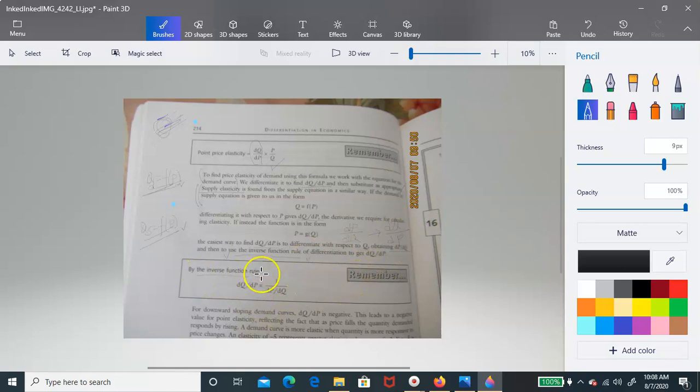Just take the inverse and that will give us the result. So by the inverse function rule, dq over dp is equal to 1 over dp over dq. So even if the function is given in this way, that is not a problem for us when we try to find elasticity.